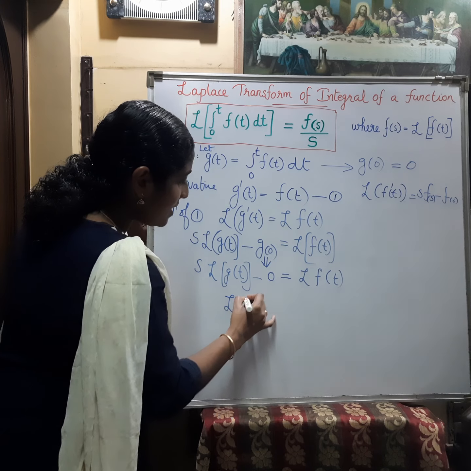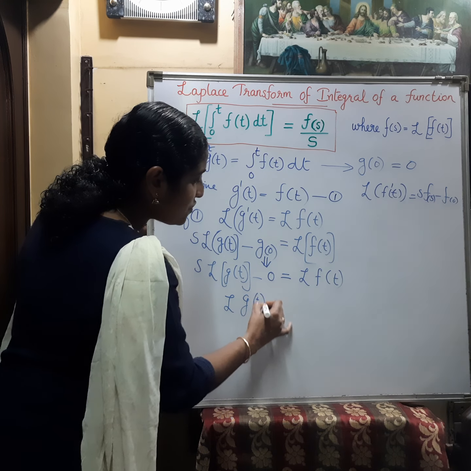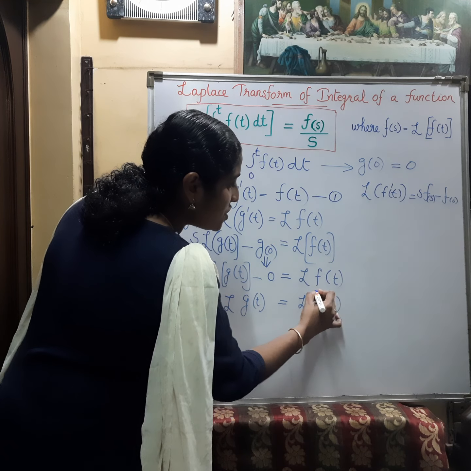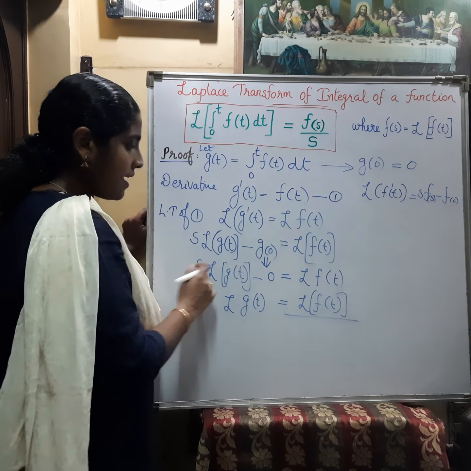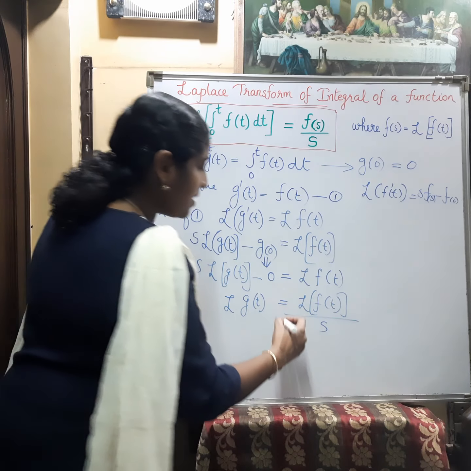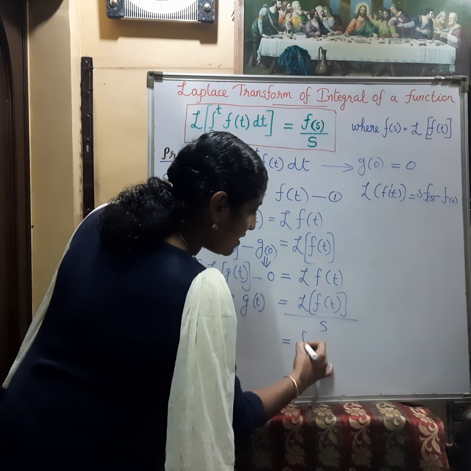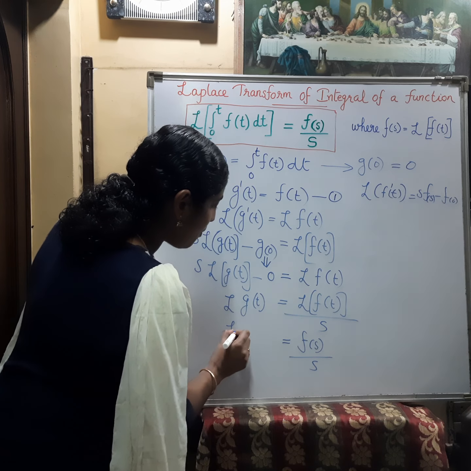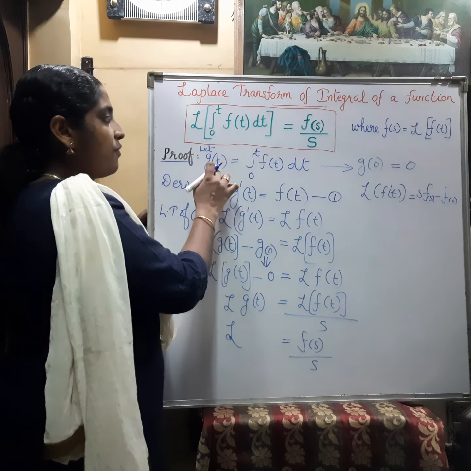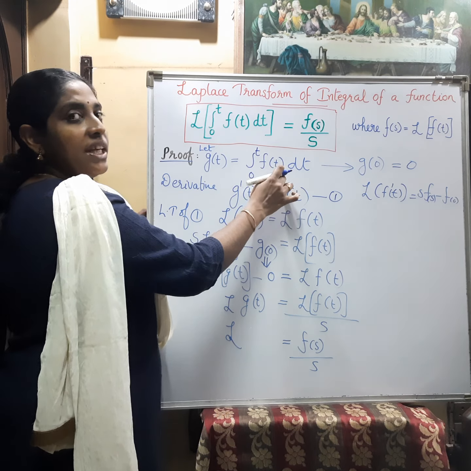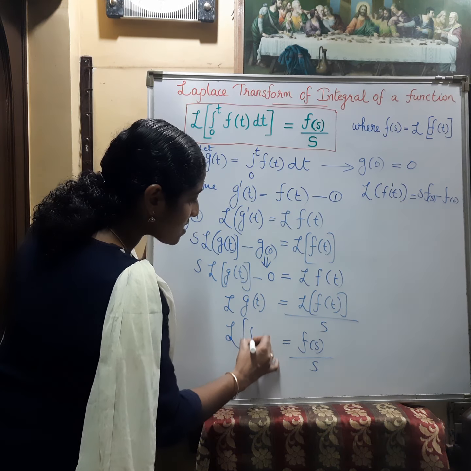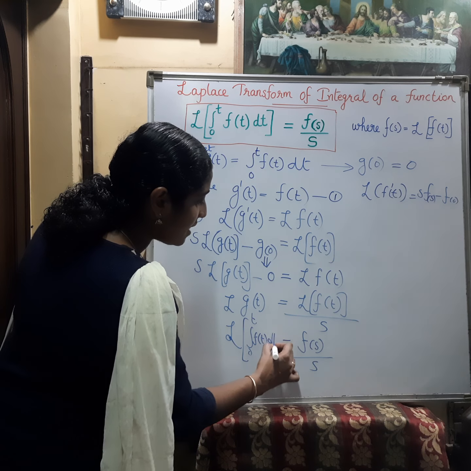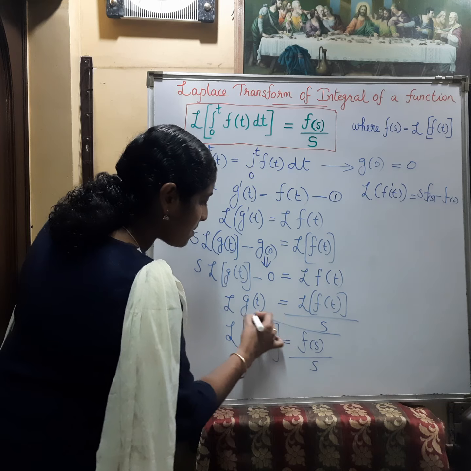Then Laplace transform of g of t is equal to Laplace transform of f of t divided by s. What is the Laplace transform of f of t? We are denoting it as F of s, so it is F of s by s. What is our g of t? Integral 0 to t f of t dt. So the Laplace transform of integral 0 to t f of t dt is equal to F of s by s.